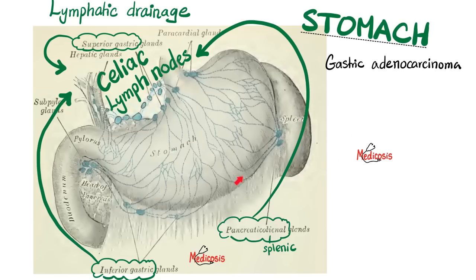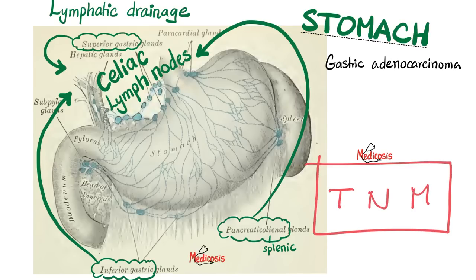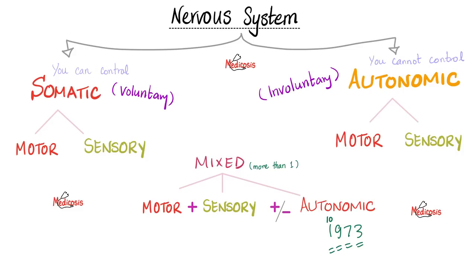Why do I need to know about all of this? Because some people will have an infection or a cancer in the stomach, and depending on the location of the cancer, you can predict with accuracy which lymph nodes are going to be involved, so that you tell the surgeon to remove them after removing the cancer, which of course is going to depend on the stage of the cancer. See my pathology playlist. Next, innervation of the stomach.